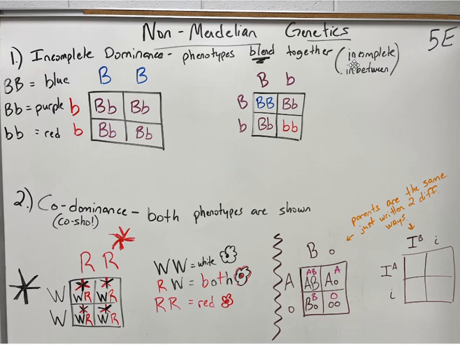So that's non-Mendelian genetics. Incomplete dominance: there is an in-between mixture of the two, like I think red and white would make pink, or blue and red would make purple. And then codominance shows both. So you're going to have red and white mixed together. It's not going to make pink. In this case, it's going to make red petals. Some of them will be red petals, some of them will be white petals.